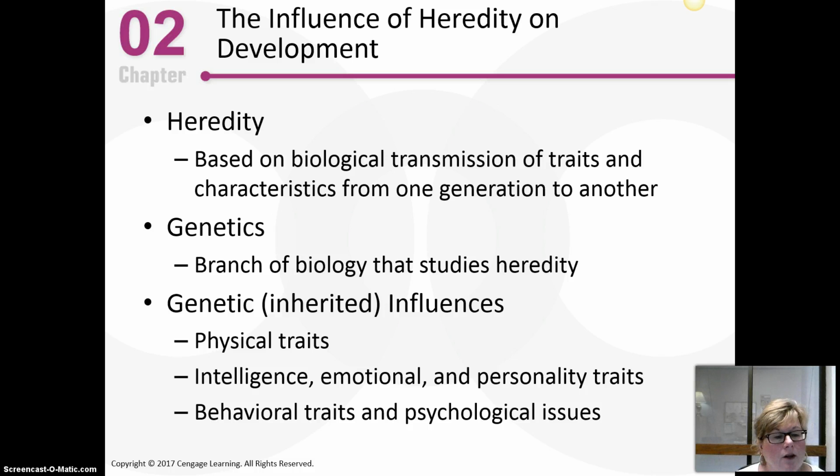And this next part, the third bullet item and the three things below it, are something that you will see again. Genetics or inherited influences would be physical traits like your hair color, eye color, color of your skin. Intelligence, emotional, and personality traits are also genetic influences. And there are behavioral traits and psychological issues as well that we believe are genetic or inherited influences. So those, again, you will see one more time when we do this quiz day for chapter 2.